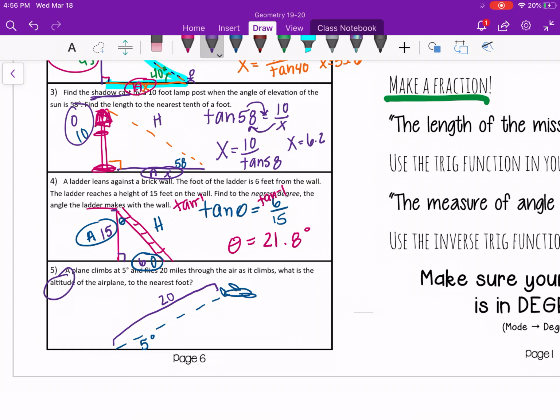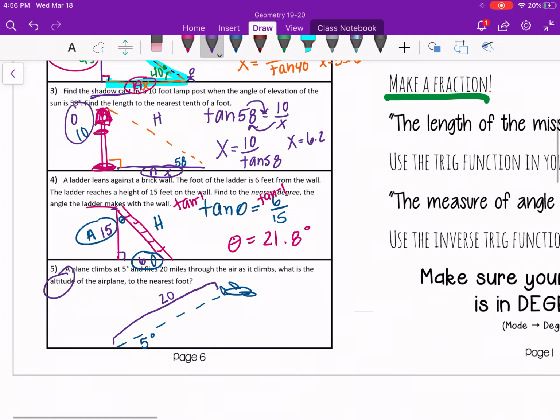Altitude always means straight down to a 90-degree angle, okay? We learned about altitudes in geometry last year. Hopefully you guys remember those medians and altitudes. Altitudes always end in a right angle. So that means from where the plane is, straight down to a right angle, it wants to know this height right here. How high is the plane from where it is straight to the ground to a 90-degree angle?